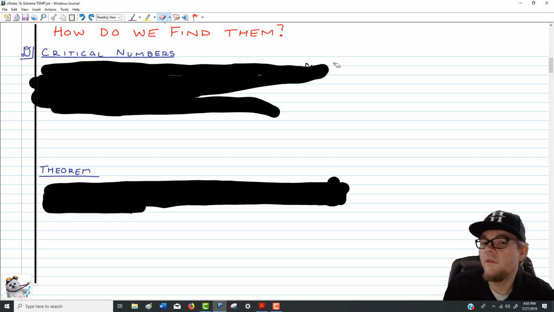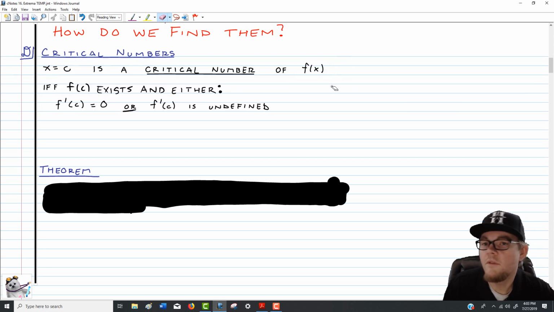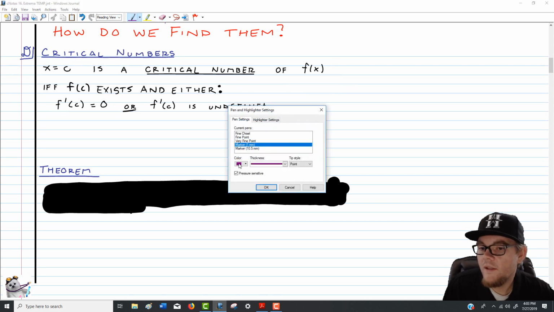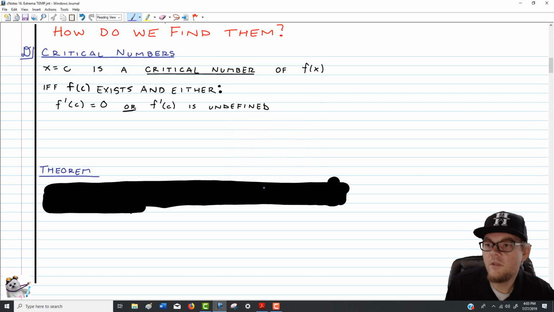Well, the truth is we actually previewed this on the first slide of the lecture, the first page that we worked on. What we're going to be searching for are points or numbers, depending on the situation, called critical numbers. And we're going to focus on critical numbers themselves rather than worry about the y values themselves. So for a function f of x, x equals c is a critical number of f of x if f of c exists and either f prime of c is 0 or f prime of c is undefined.